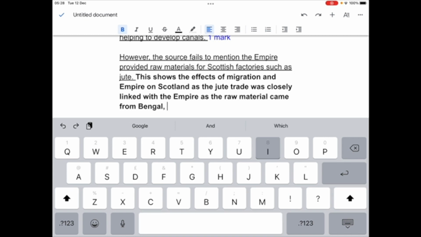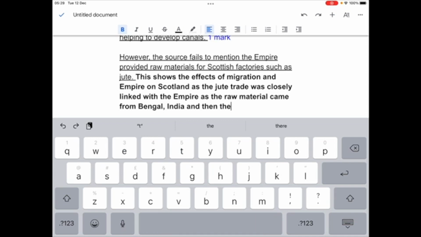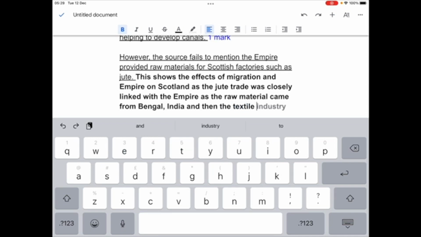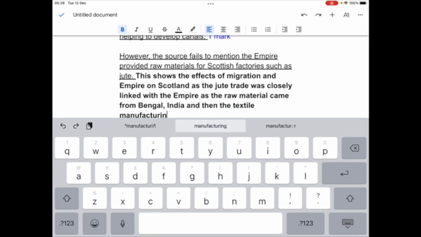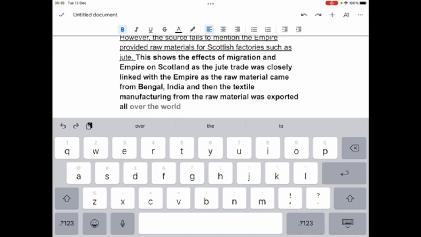So I think it's important to remember that with issue 4, which this question is on, you want to really focus on taking examples from mostly issue 3 and issue 2, and explaining the impact that had on Scotland. So in this case, I've taken an issue 3 example talking about jute coming from Bengal, India, and then obviously being exported all over the world.